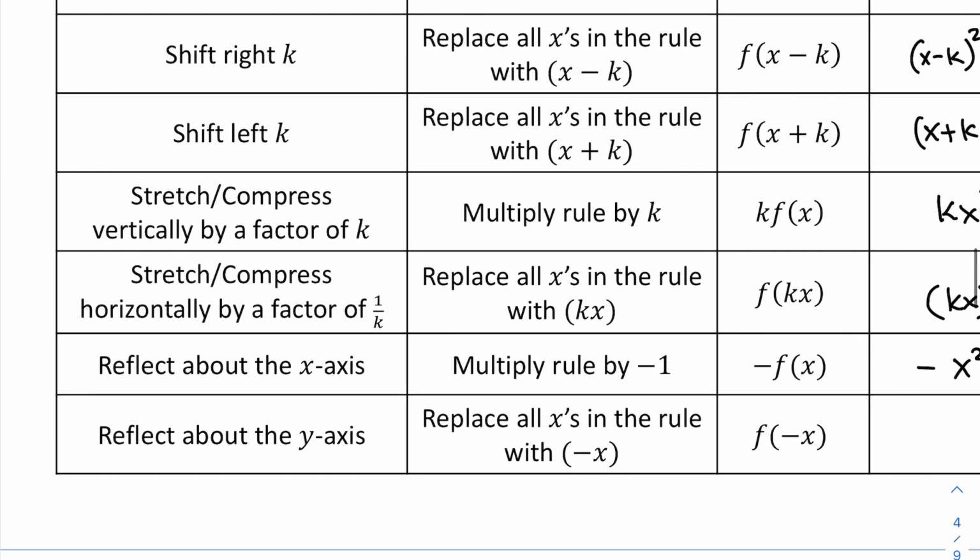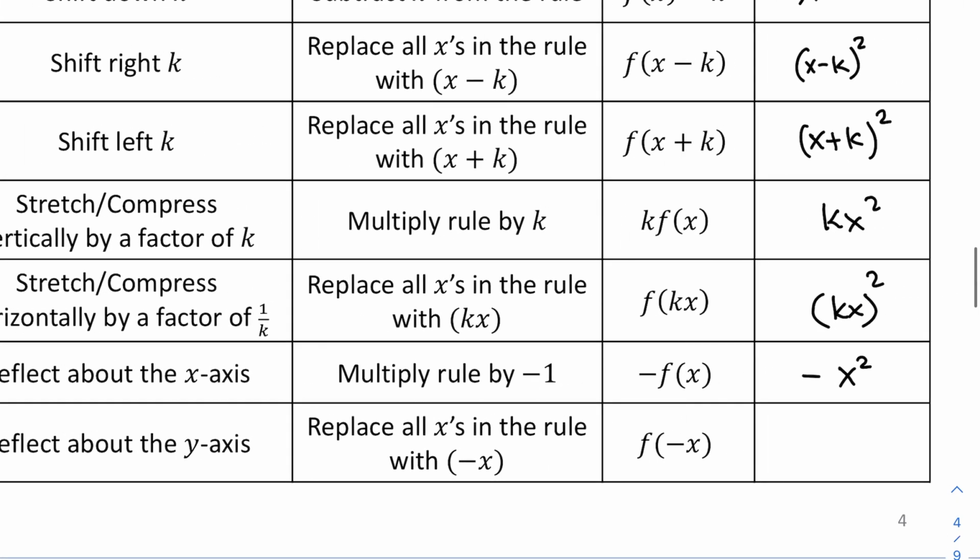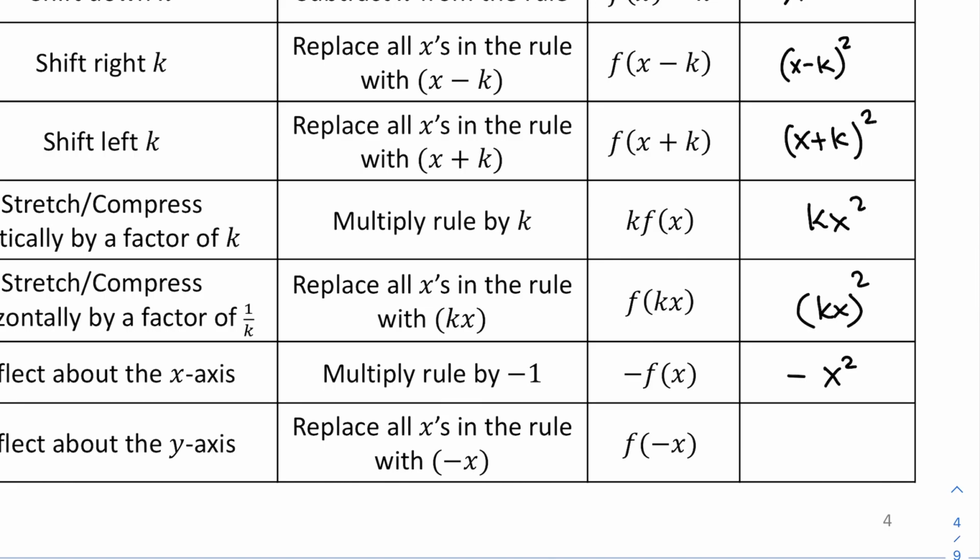And if you want to reflect a graph across the y-axis, you replace all the x's in the rule with -x. So if we used to have x squared, replace that with negative x, and this is what it would look like. Of course, in this case, the negative will be canceled by the square, and it'll go back to x squared.